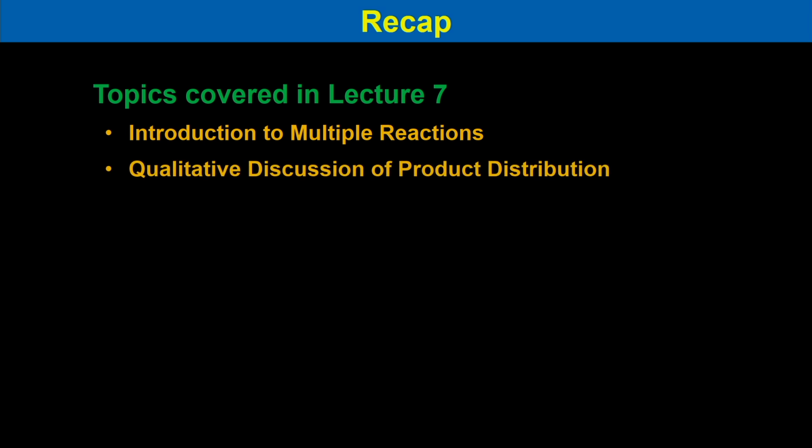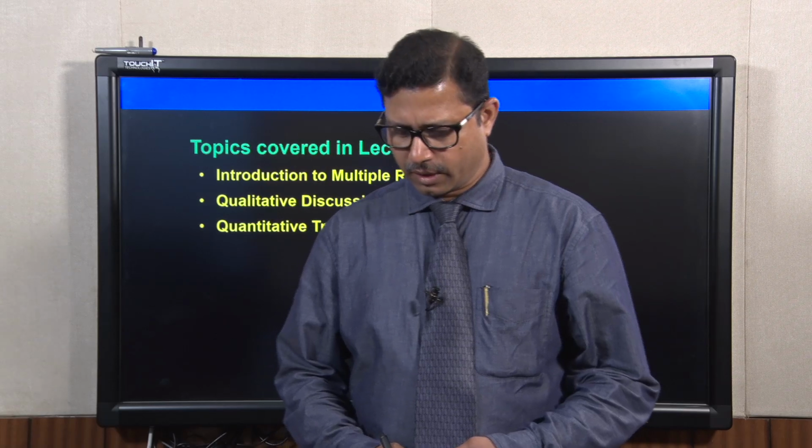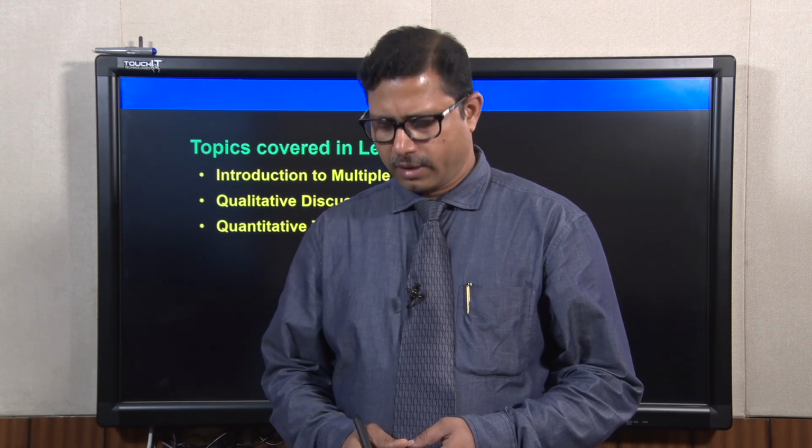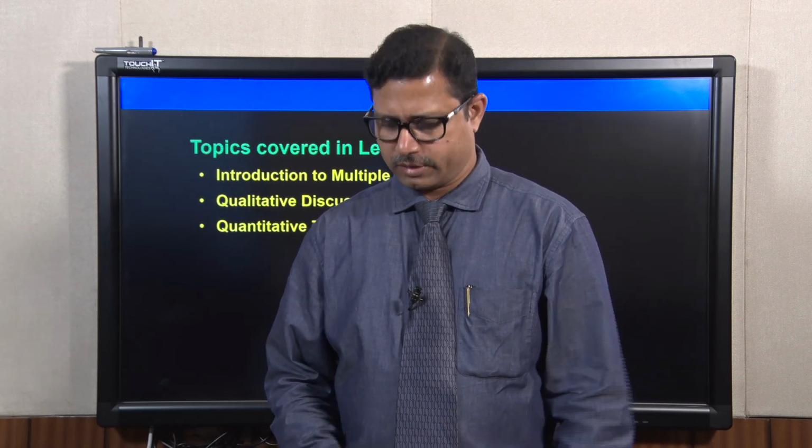In our previous lecture, we have mainly considered an introduction to multiple reactions, and then we have considered quantitative discussion of product distribution for parallel reactions, and quantitative treatment of product distribution for parallel reactions, and we have seen how to optimize the product distribution by different ways of contacting the reactants.